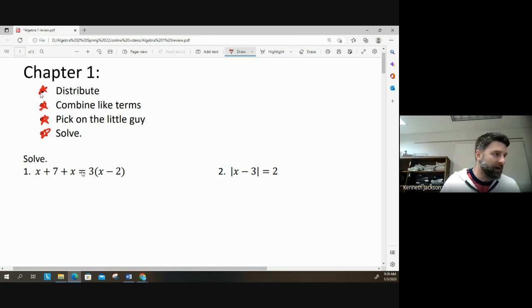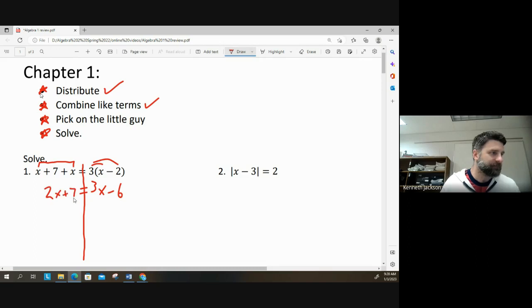So on number 1 here, you can see that I have an equal sign, and I could put a line down the middle to split it up into two sides, and then I just start going through my checklist. Distribute. If you have a set of parentheses, you need to distribute. That means multiply. Combine like terms. That means on the same side of the equal sign, if things go together, put them together. x plus x is 2x. So I've distributed, I've combined like terms.